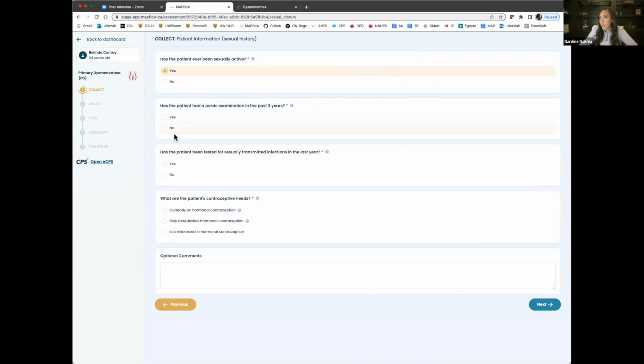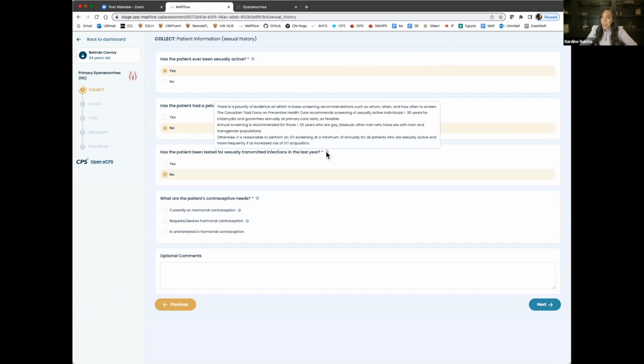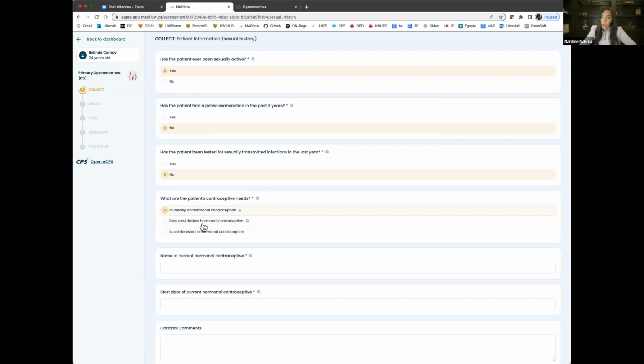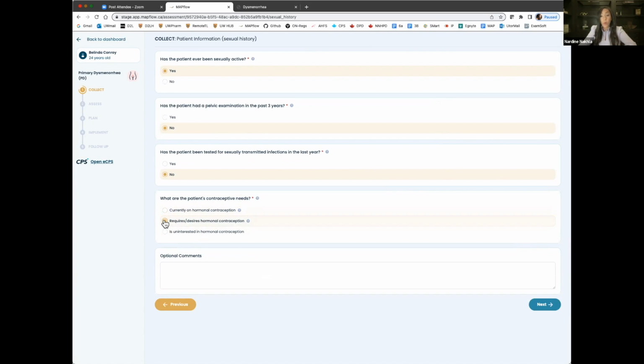So I'm going to say this patient has not had a pelvic exam and has not been tested for STIs in the last year. And that should prompt it down the road for me to notify the primary care provider. And then what are the patient's contraceptive needs? So if they are currently on hormonal contraception, it'll ask it. If they require or desire hormonal contraception, it'll then give me the option to refer to a primary care provider or someone who could prescribe via a pharmaceutical opinion.